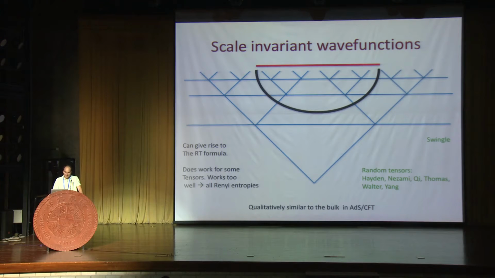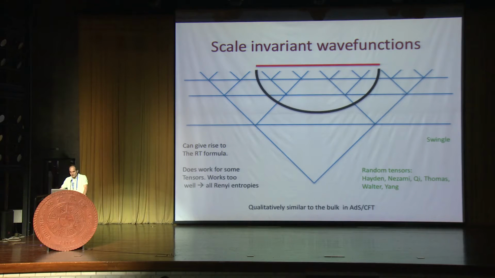Now, Swingle made the initial observation that these pictures of tensor networks look very similar to the geometry of hyperbolic space, and suggested that there would be a relationship, and also made this observation about the similarity of the calculation of the entropy to the Ryu-Takayanagi formula.